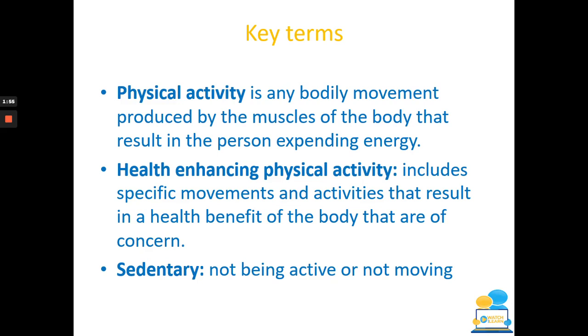So physical activity first is any bodily movement that's produced by the muscles of the body that result in the person expending energy. So if you take your pen or your pencil or your book that you have in front of you, or your phone or your device if you're watching this on, and you lift it up, that is physical activity, as it is a bodily movement. It is produced by the muscles of the body, so it'll be the muscles of your hand and your arm in this case, that result in energy expenditure. So it'll be a small amount of energy expenditure.